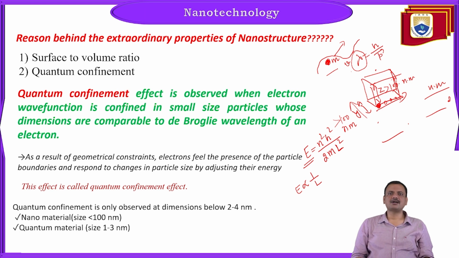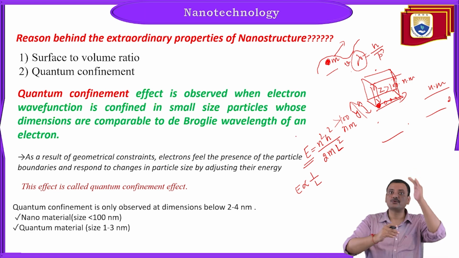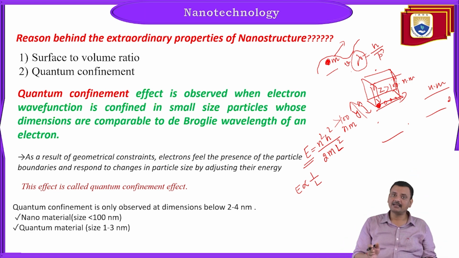So in quantum confinement, once you restrict your material too much, even to the 1 to 3 nanometer range, the wavelength of the matter wave associated with the electron will be comparable to your crystal dimension. Such confinement is known as quantum confinement, and in that case the energy levels will be very high, and your material will be considered a quantum material.